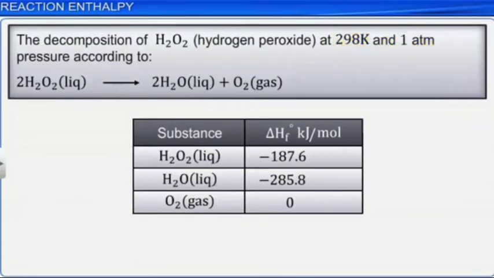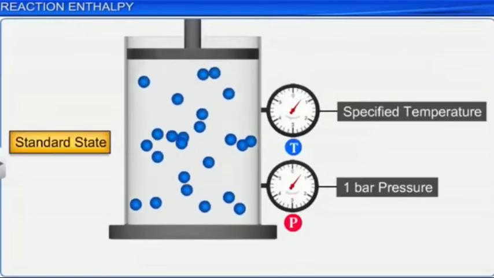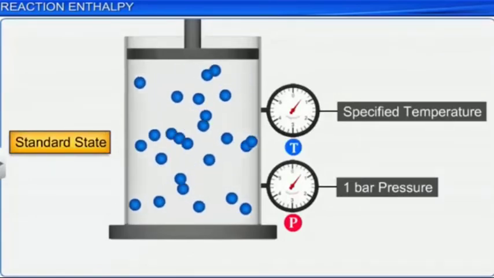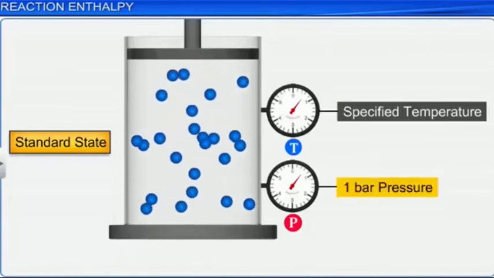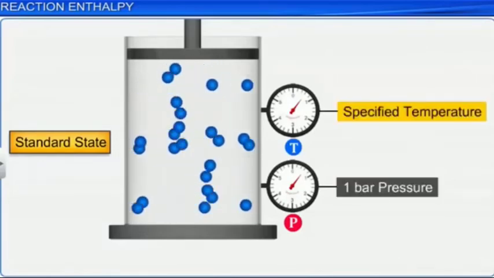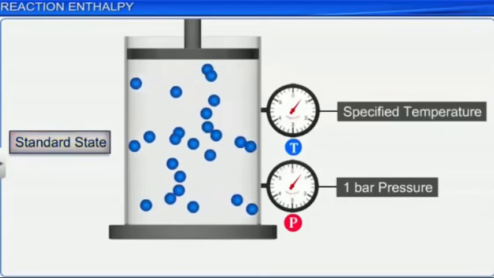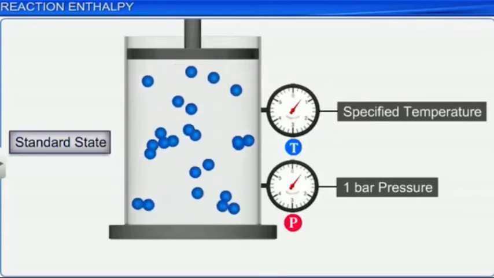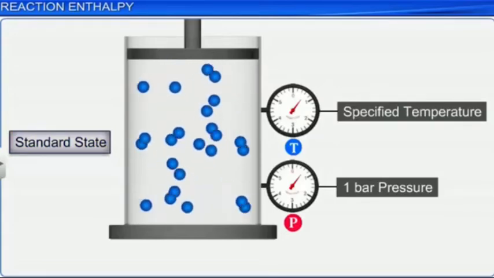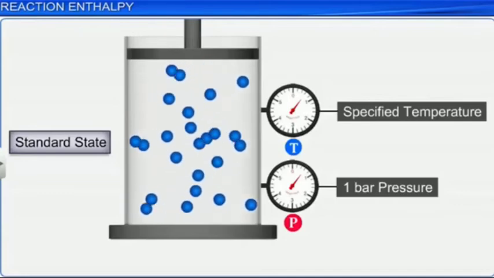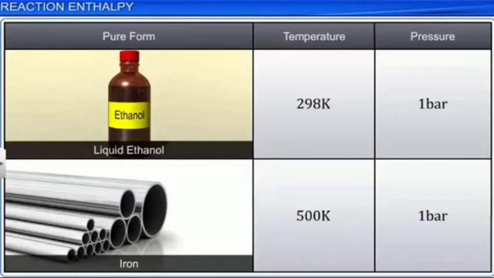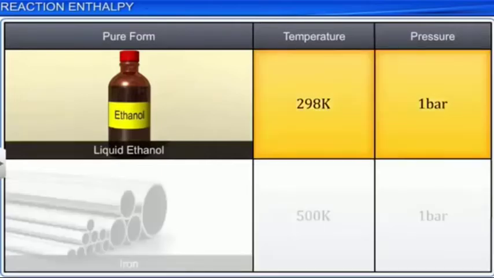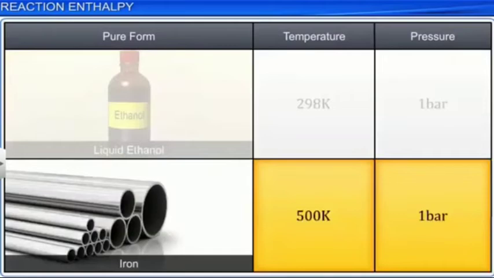A substance is said to be in a standard state when it is present in its most pure state under a pressure of 1 bar at a specified temperature. In other words, when the enthalpy of a reaction occurs at 1 bar pressure and specified temperature, it is called standard enthalpy. For example, the standard state of liquid ethanol is pure liquid ethanol at 298 Kelvin and 1 bar pressure, and the standard state of solid iron is pure iron at 500 Kelvin and 1 bar pressure.